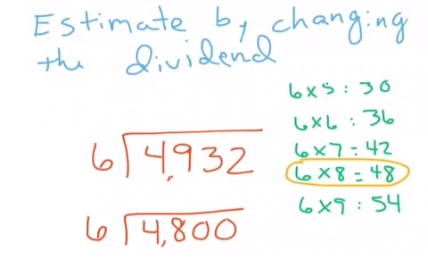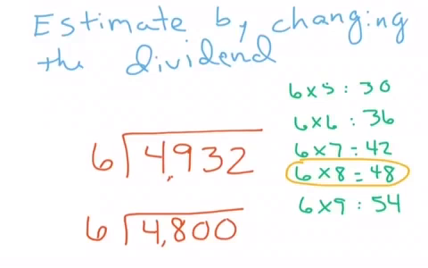So, here's a situation where I'm looking at 4,932 divided by 6. And I know that 6 obviously can't go into the thousands place, so I'm going to combine it with my hundreds place. So I'm looking at 4,900. Once again, for this part, I really don't care too much about my ones place and my tens place. I'm really just wanting to get to my hundreds place here.